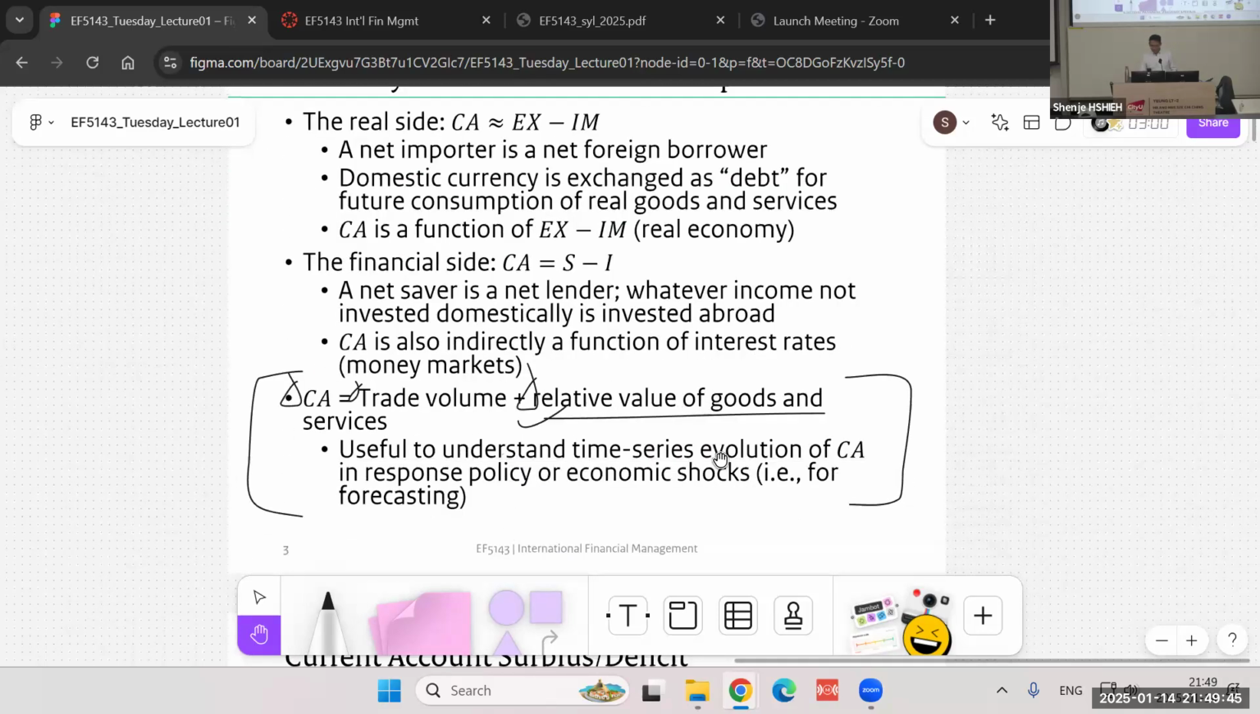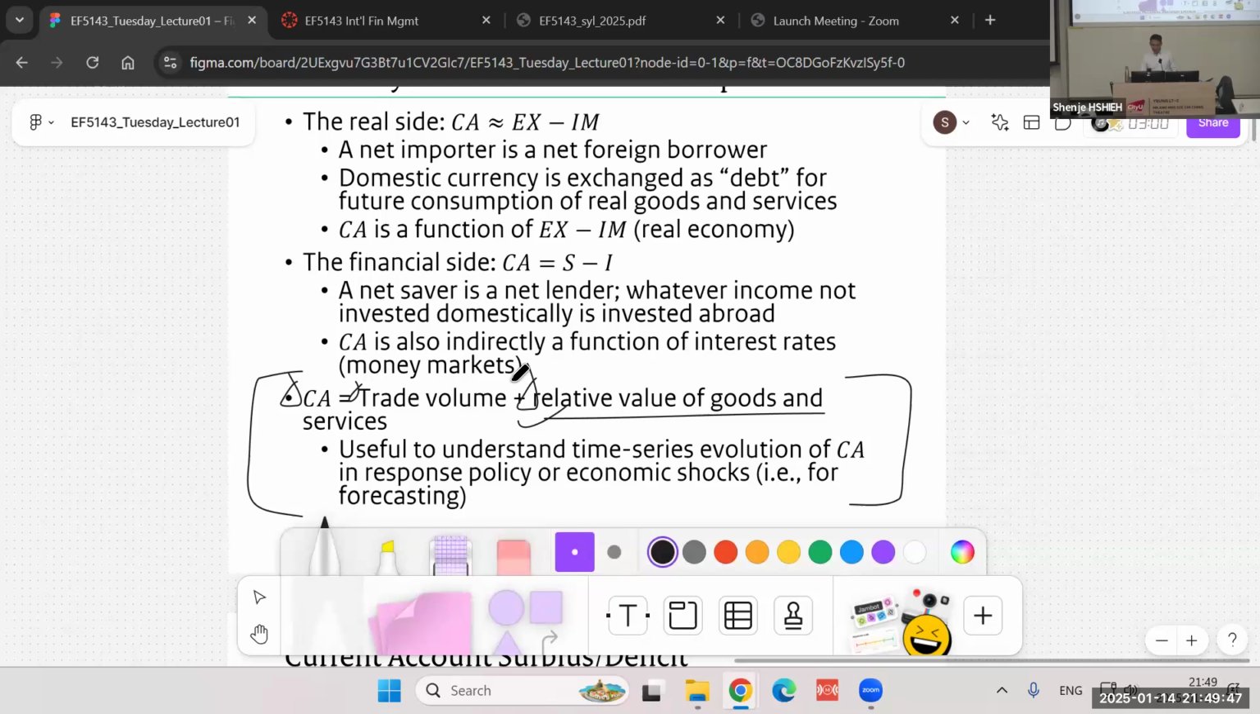All right, and the third explanation of the current account is I define the current account in terms of price levels, right? To give you an idea of how prices are related to commodity flows, imports and exports of the country.